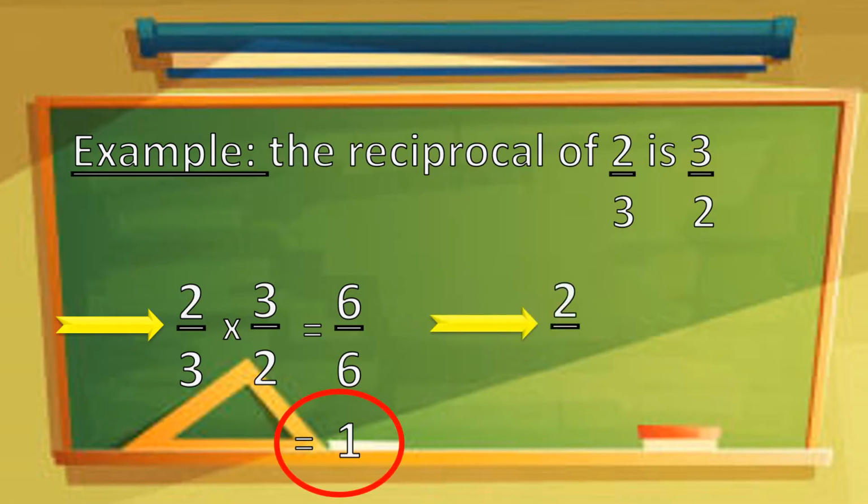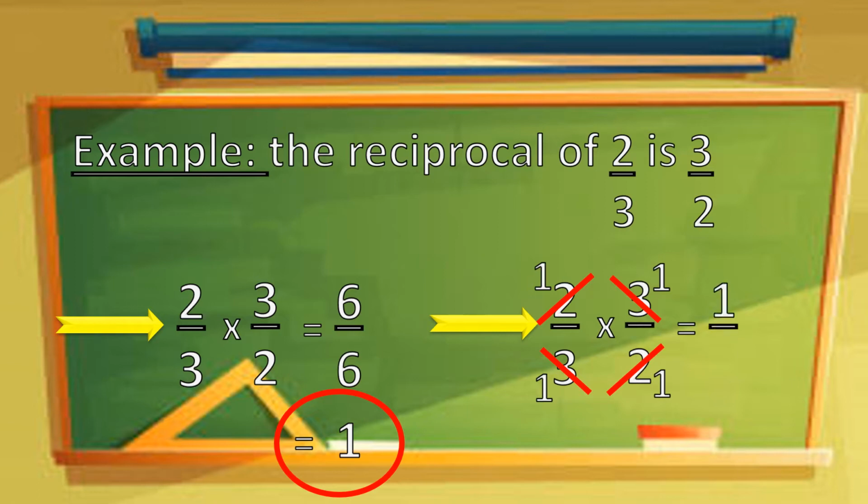Or if we want to use the cancellation method, let's cancel 2 from 2. So 2 will become 1. And then we cancel 3 from 3. 3 will become 1. So that's 1 times 1 is 1. Denominator 1 times 1 is 1. And that will give us the simplest form, 1. Okay, questions?